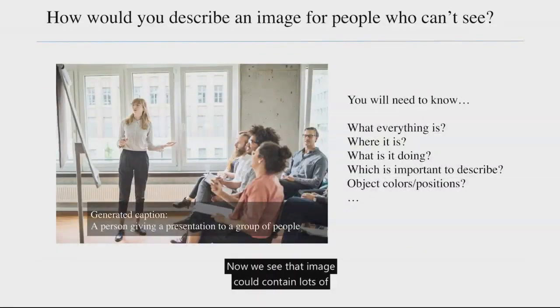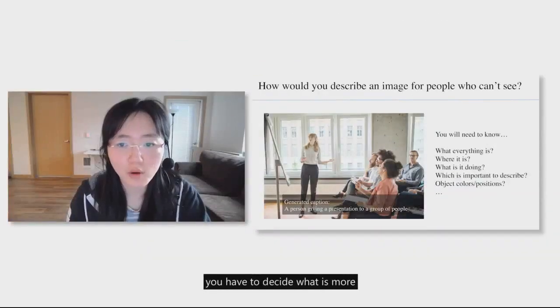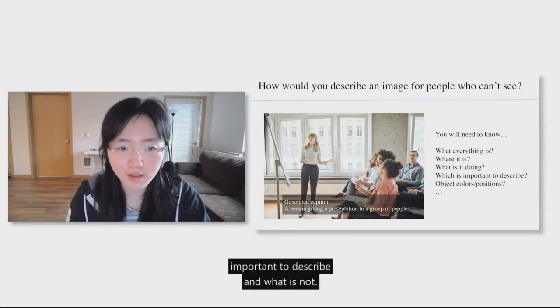Now we see that an image could contain lots of information, and when you want to describe it clearly, first, you will need to know exactly what everything is, where it is, what it's doing in relation to other objects, and note other attributes like color or position of the objects, and if it's in the foreground or background. Moreover, given all this information, you have to decide what is more important to describe and what is not.